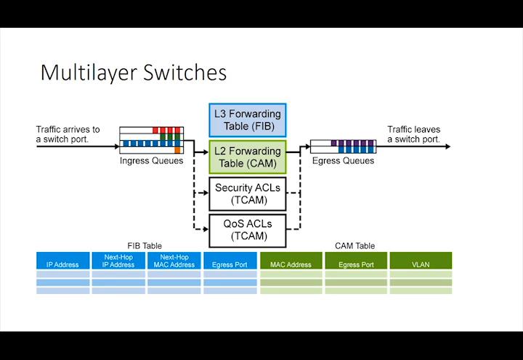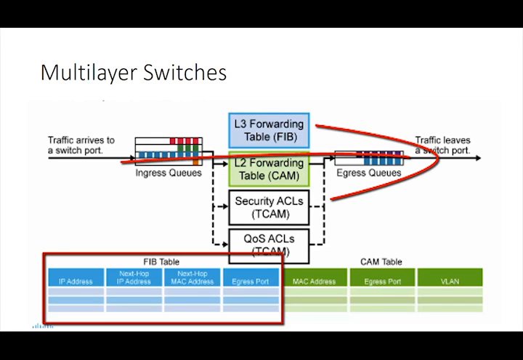The multi-layer switch is an efficient device at obtaining next hop information from the forwarding information base, the FIB, and reading and rewriting the parts of the frame that change as necessary to reach the destination. The MAC source and destination address will be updated by the switch as traffic passes through it.